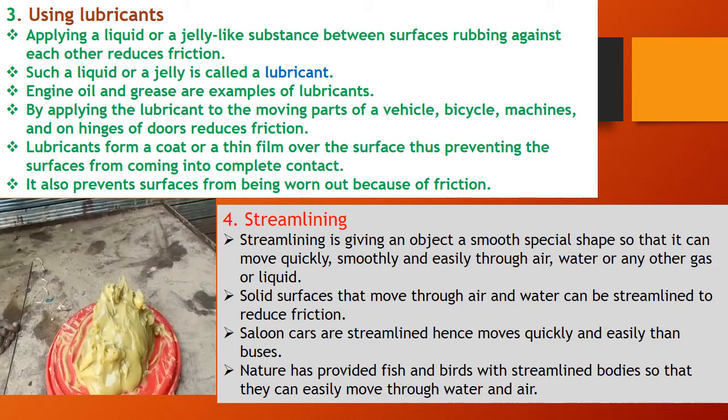3. Using lubricants. Applying a liquid or a jelly-like substance between surfaces rubbing against each other reduces friction. Such a liquid or jelly is called a lubricant. Engine oil and grease are examples of lubricants. Applying a lubricant to the moving parts of a vehicle, bicycle, machines and on hinges of doors reduces friction.